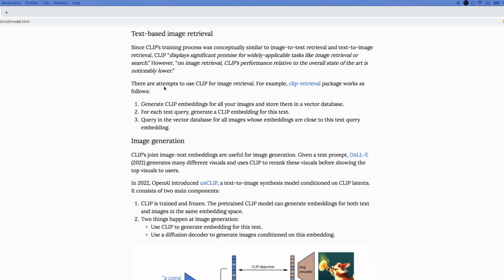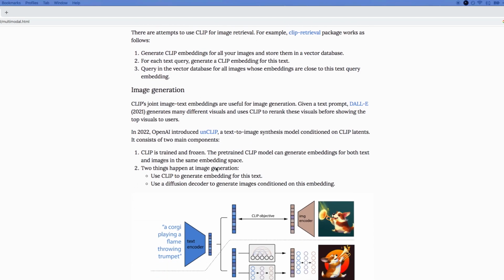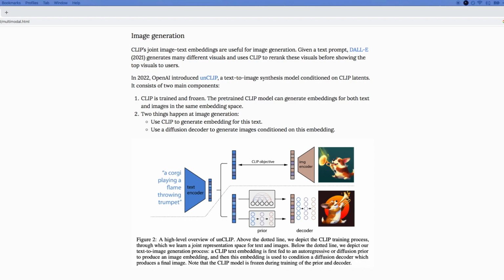There are attempts to use CLIP for image retrieval. For example, CLIP retrieval package works as follows. Generate CLIP embeddings for all your images and store them in a vector database. For each text query, generate a CLIP embedding for this text. Query in the vector database for all images whose embeddings are close to this text query embedding.